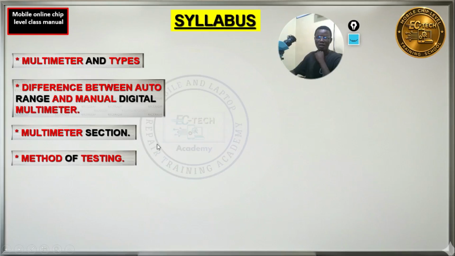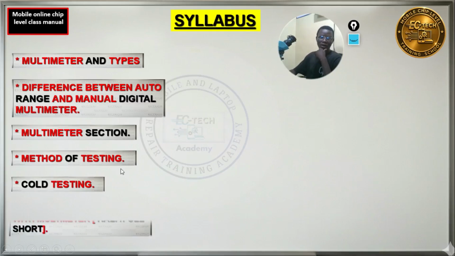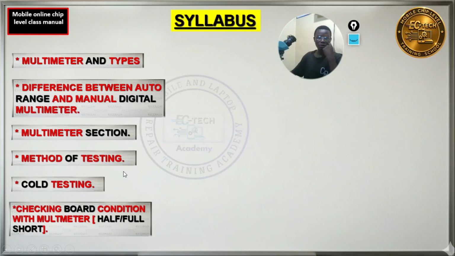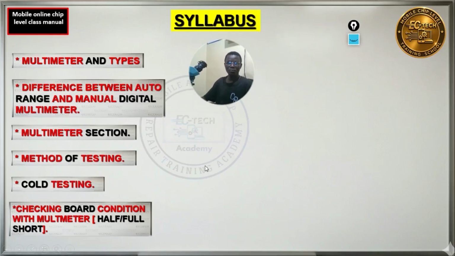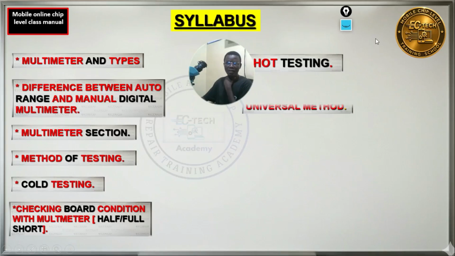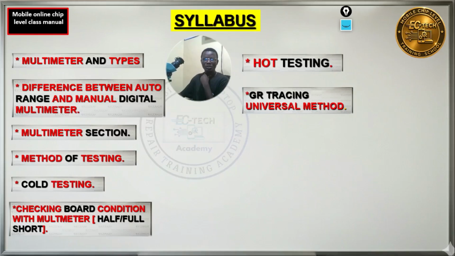We are going to cover that topic also. Students will also get pure knowledge of what we call code testing, and the aspect of using it in mobile phone board repairing. Also how to check the board condition with a multimeter, whether it's a half short or full short. In continuation, we also learn about what we call hot testing. The next is GR tracing, the universal method.